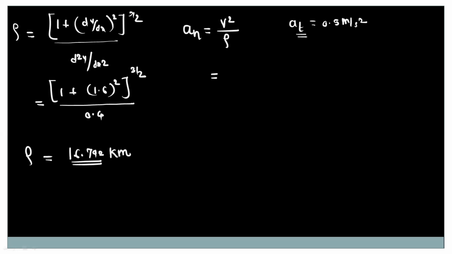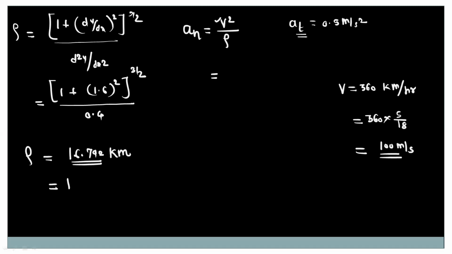So for that, we have to convert this velocity in terms of meter per second. Okay, so V is given, that is equal to 360 kilometer per hour. So convert this in meter per second. So it will be 360 into 5 by 18. So this is equal to 100 meter per second. Okay, and convert this radius in terms of meter. So just multiply this by 1000 or 10 raised to 3.